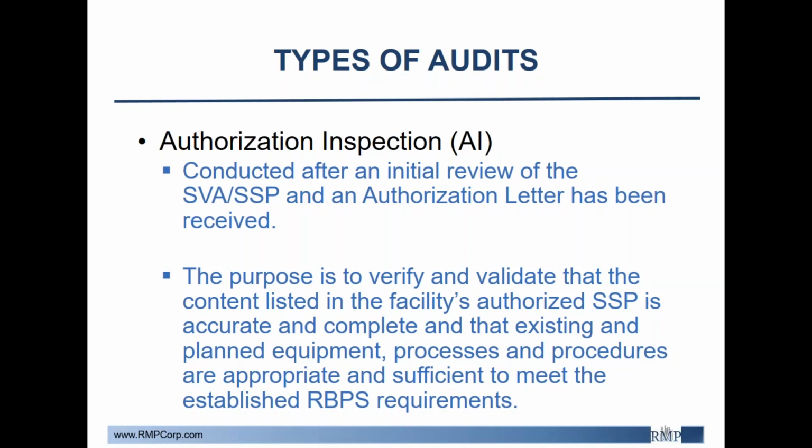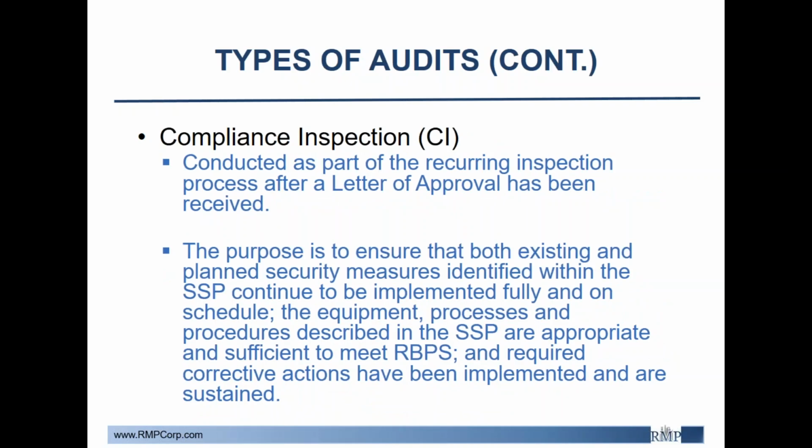This audit is more about ensuring that the site security plan is sufficient, so the SSP will be open for modification at the beginning of the inspection so that the facility can make updates and resubmit the plan to address any findings found during the audit. Once this plan is resubmitted, a letter of approval will be issued. From there, the facility will enter a regulatory life cycle, which involves the second type of audit.